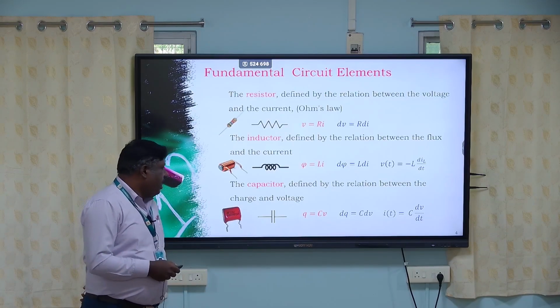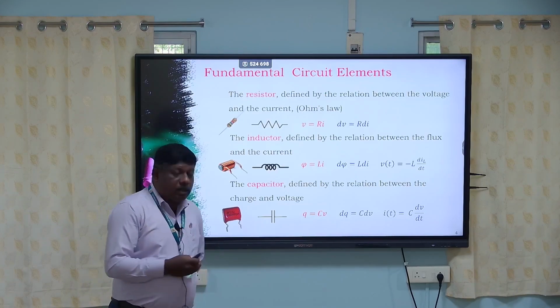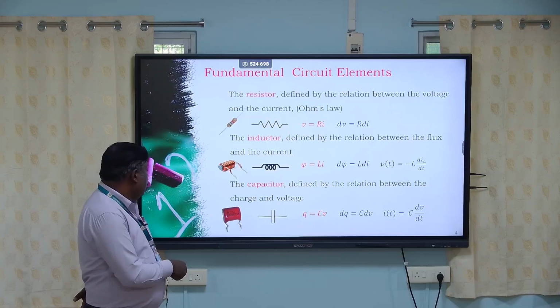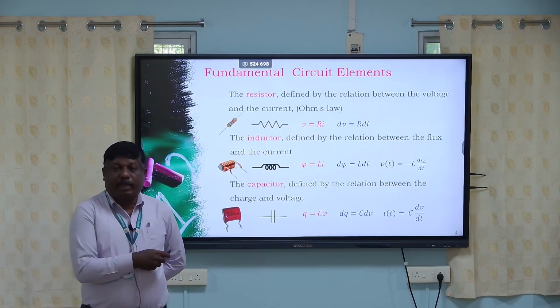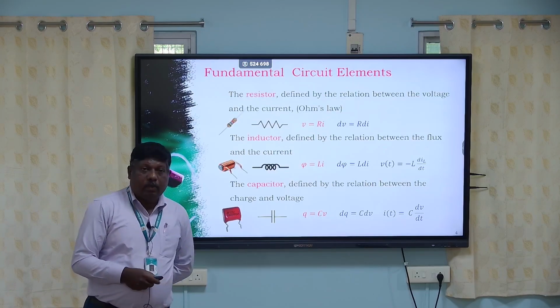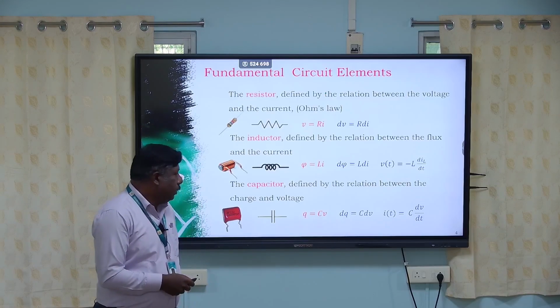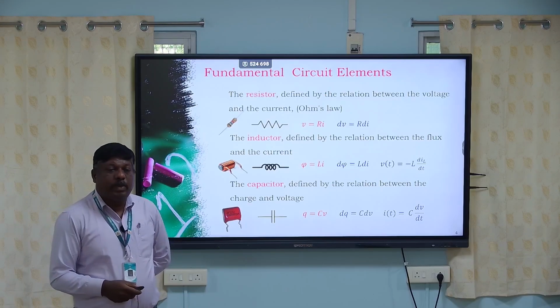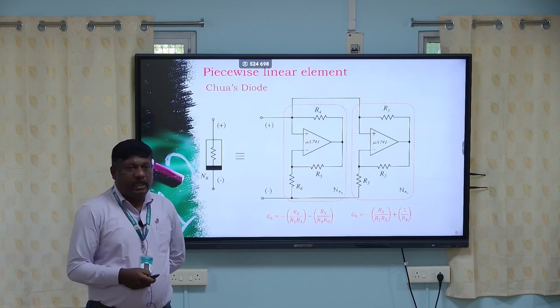Then the capacitor is defined by the relation between the charge and the voltage. Here the physical capacitor and the symbol of the capacitor are shown. The relation is Q is equal to CV, or we can write I of t is equal to C into dV by dt. And another important element is the piecewise linear element.